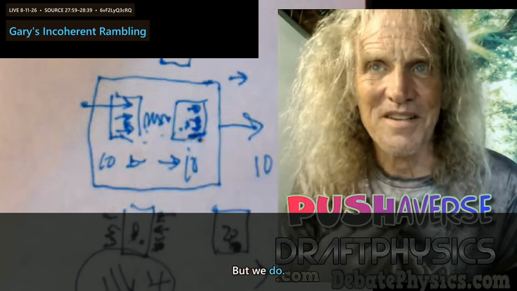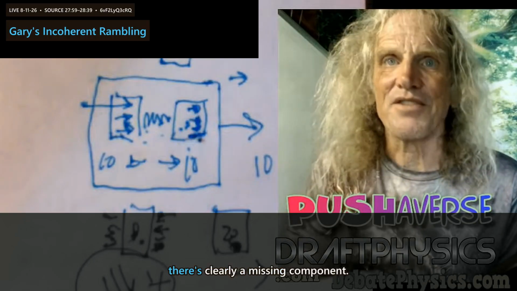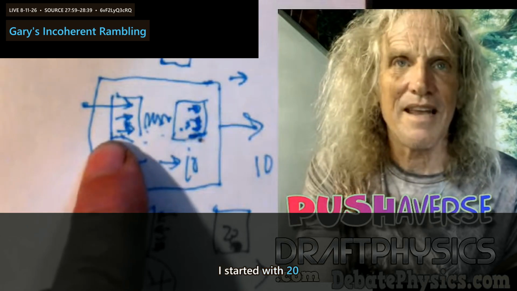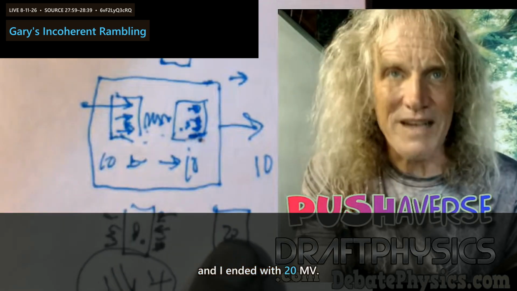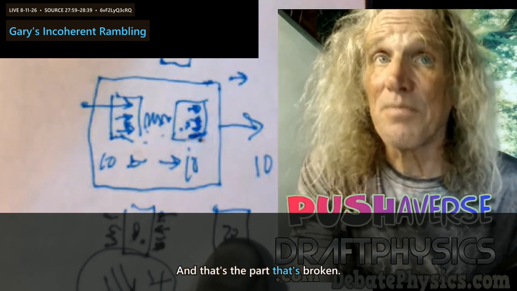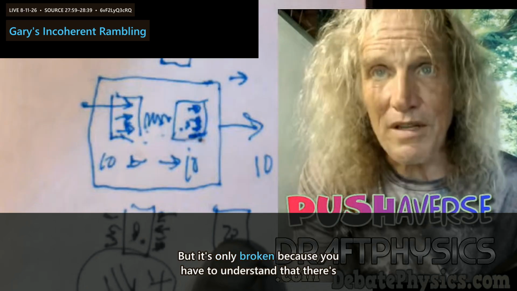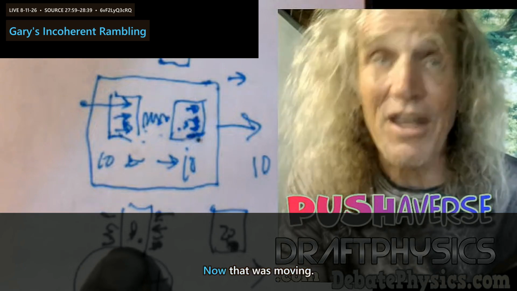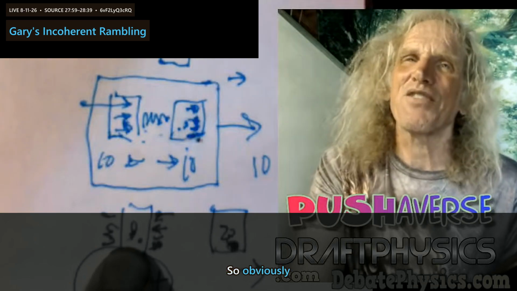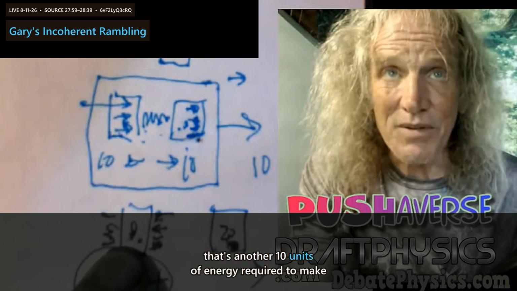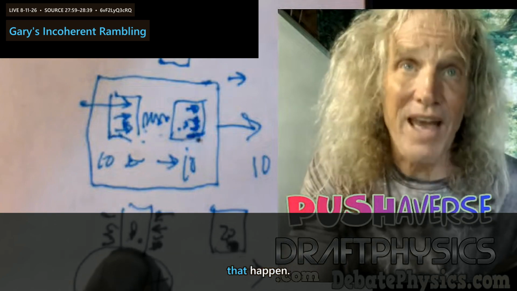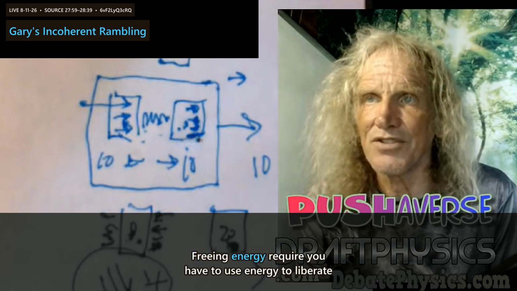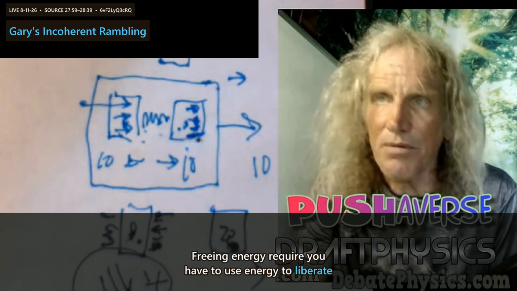But we do. So in our frame, there's clearly a missing component. I started with 20 MV and I ended with 20 MV. And that's the part that's broken. But it's only broken because you have to understand that there's 10 MV that's not moving now that was moving. So obviously that's another 10 units of energy required to make that happen. Freeing energy requires you to use energy to liberate it.